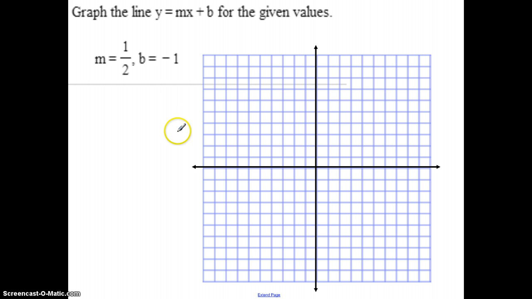Okay, now it wants us to graph these. So first of all, we have to start by graphing our y-intercept. So on the y-axis, -1 would be right here. If my slope is 1 over 2, that means I go up 1 over 2. So I'm going up 1 over 2 as many as I can.